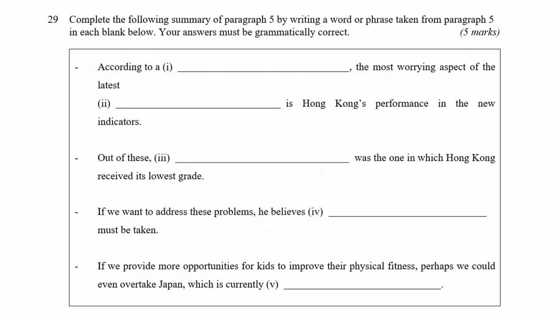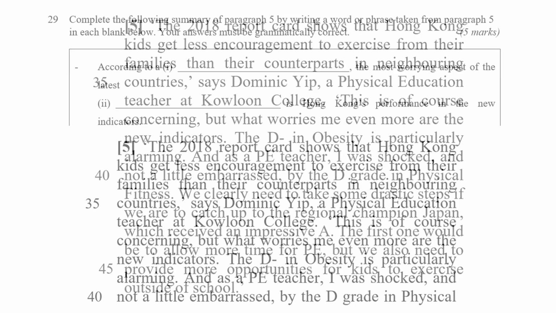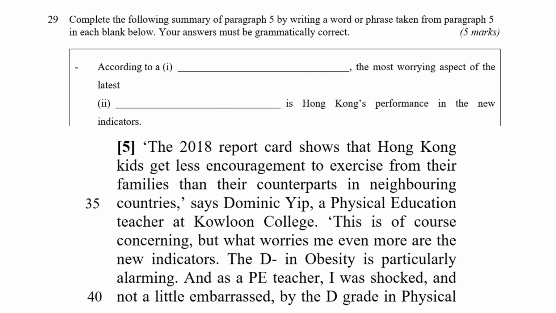And in question 29, we follow the same steps, but this time, pay attention to the instruction, a word or phrase taken from paragraph 5, which means the answer could be one word or 2 or 3 or 4 words. We look at the original text, paragraph 5, and read the question. According to A, then it should be a noun because we say according to someone or according to something. And we find the keyword worrying and worries.